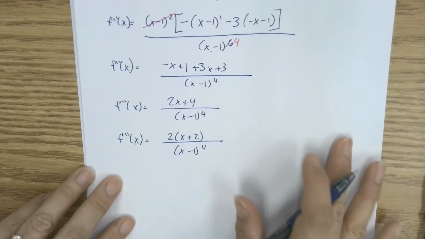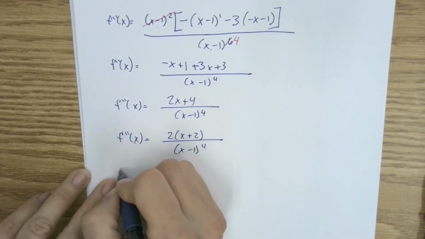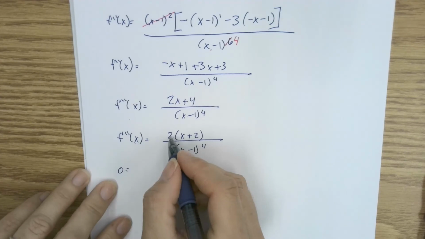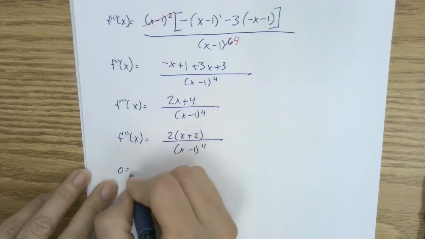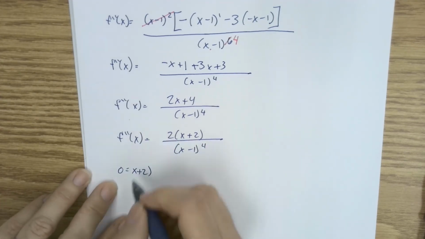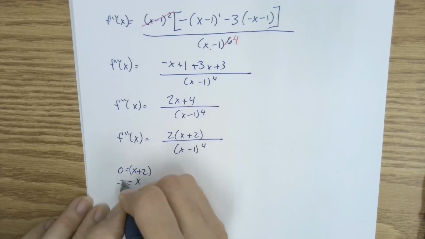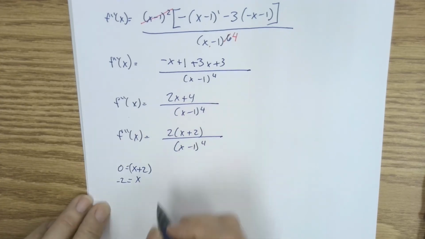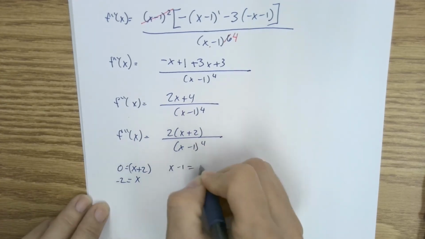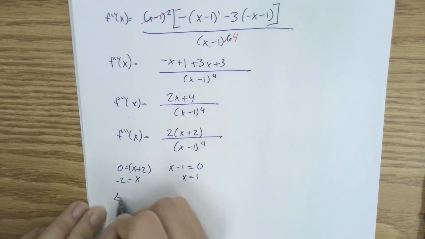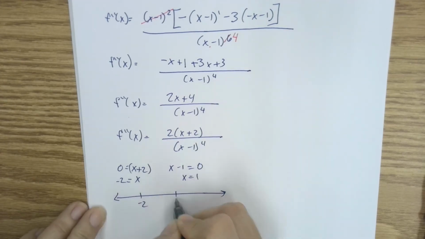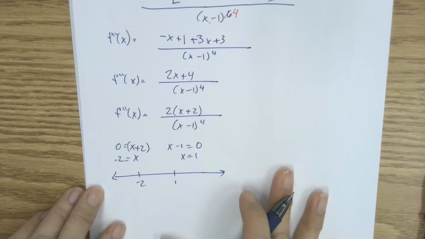Okay, we're going to set our numerator and our denominator equal to 0. So if I set the 2 equal to 0, I get nothing. So I'm going to set my x plus 2 equal to 0. Basically, I'm setting every single factor equal to 0. So I have negative 2 as a critical value, and I'm going to set x minus 1 equal to 0, so I have 1 as a critical value.